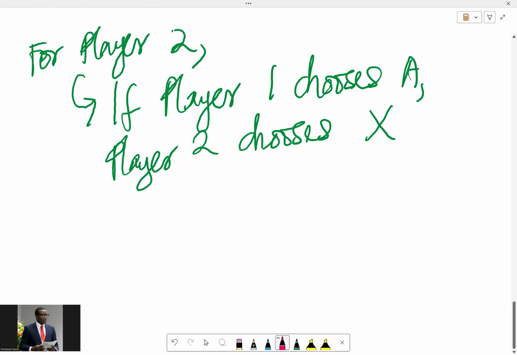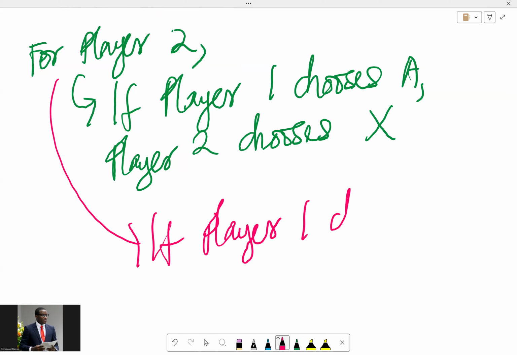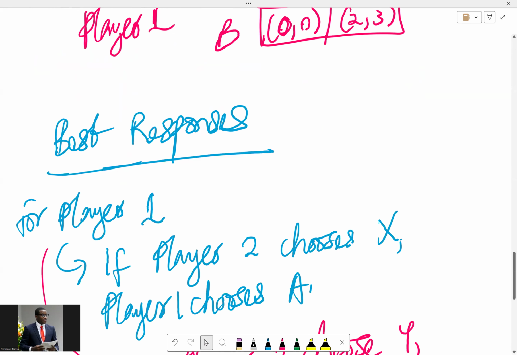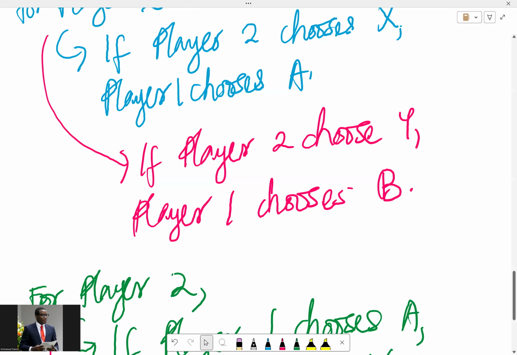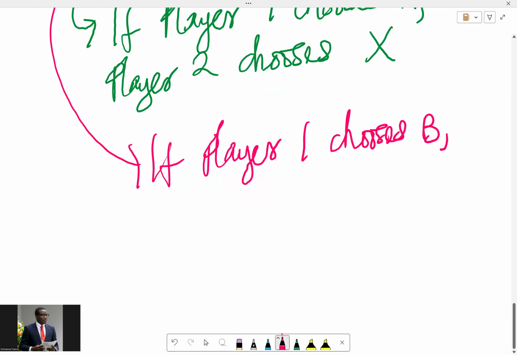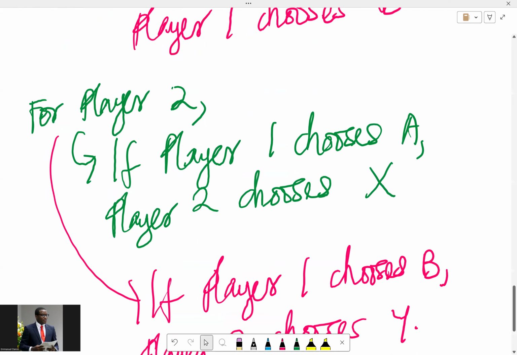All right. Then if player 1 chooses B, what does player 2 choose? It means player 2 has to choose between 0 and 3. And as a rational person, you expect player 2 to choose 3, which is bigger than 0, and that is strategy Y for player 2. So if player 1 chooses B, player 2 chooses Y. Now you see some kind of reciprocity here.